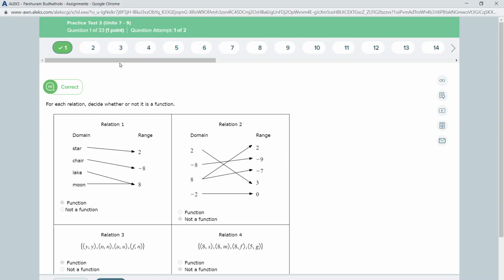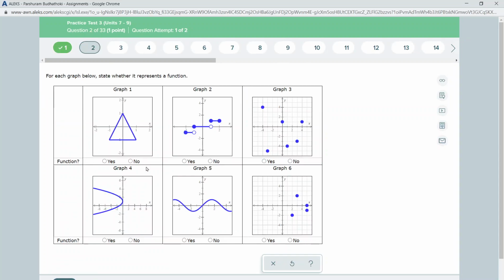Okay, so let's look at number 2. For number 2, we need to use the graph to find out whether it is the graph of a function or not. So we need to use the vertical line test. If any vertical line crosses the graph at more than 1 point, then that graph is not a function. So clearly you can see that for the first graph, even the y-axis is crossing at more than 1 point, so it's not a function.